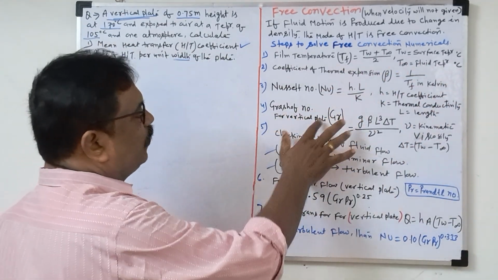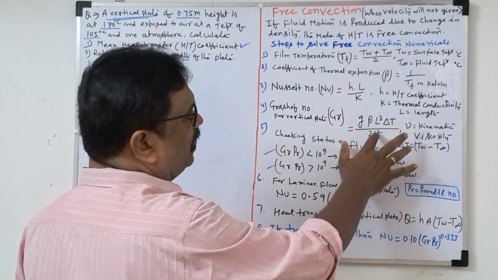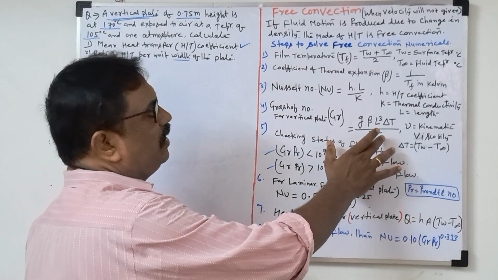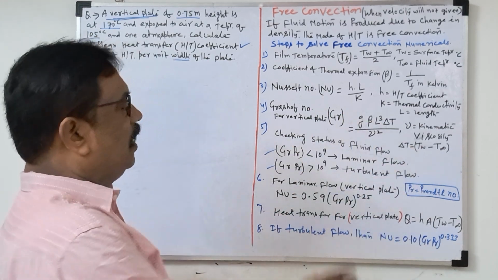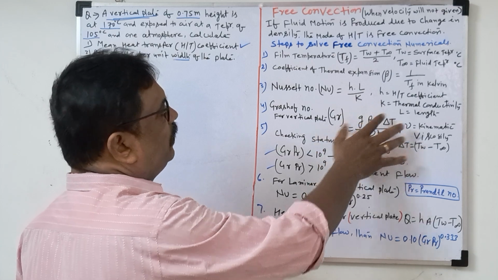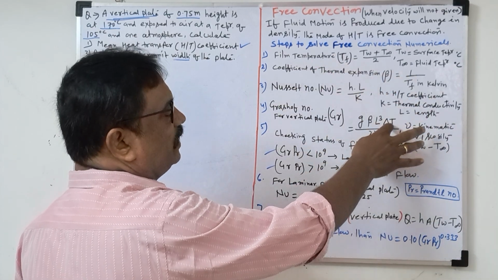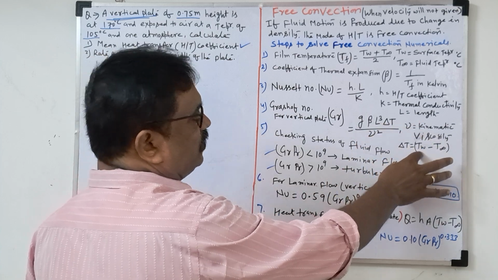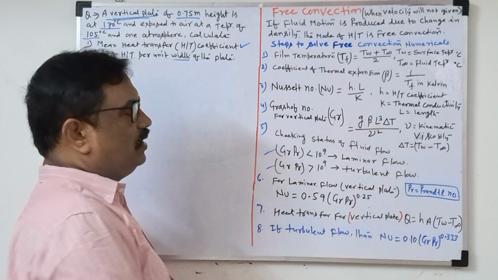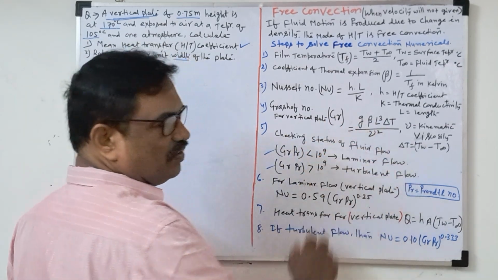Then we'll find the Grashof number, whose formula is g beta L cube delta T by kinematic viscosity whole squared. This formula will be there in the HMT data book. Then we substitute all the values: g is 9.81, beta we already got, length will be given, delta T is surface temperature minus fluid temperature, and kinematic viscosity we take from the data book. Then we'll find the status of the fluid.